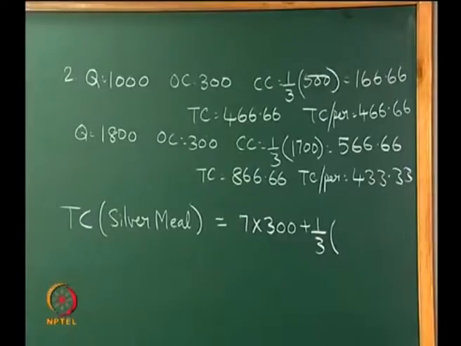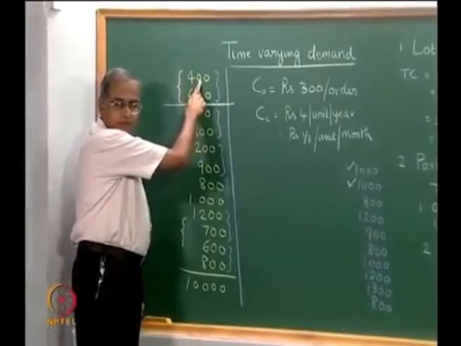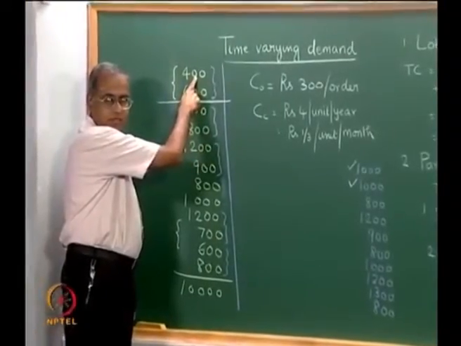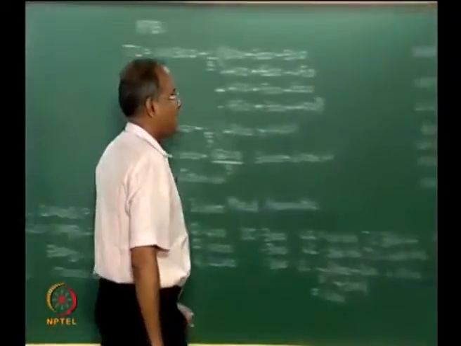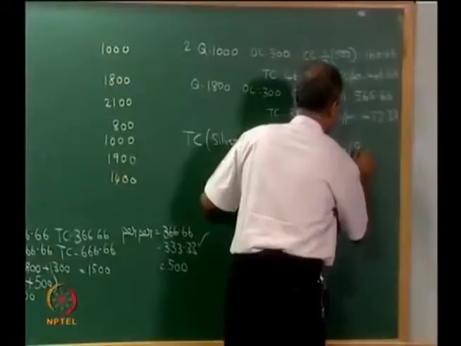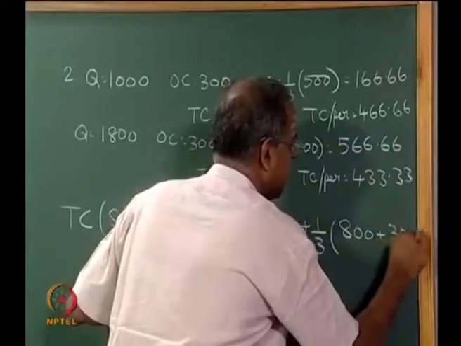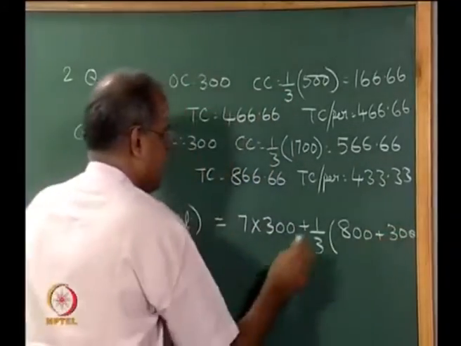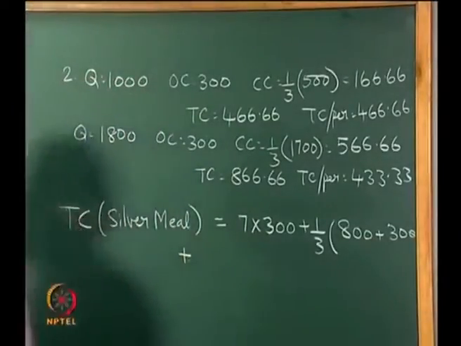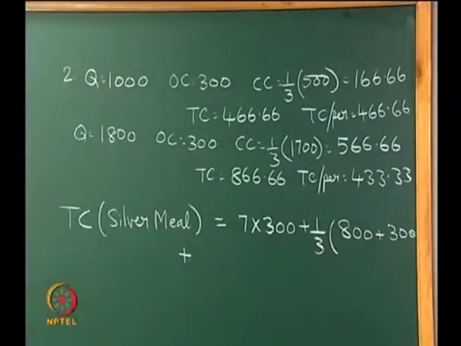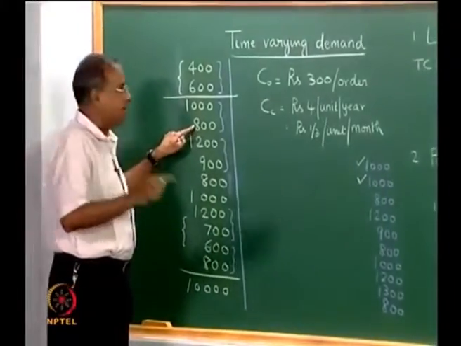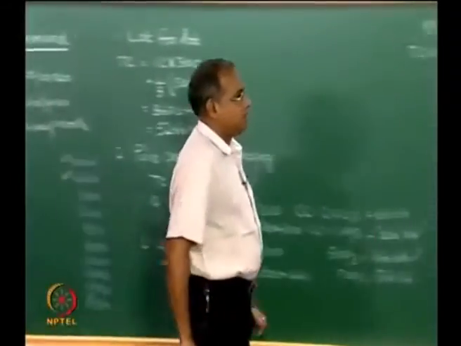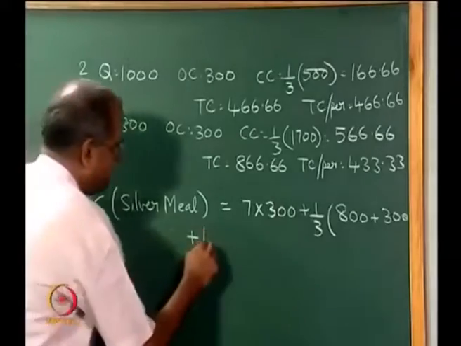For the first month I am combining this 1000. So first month I begin with 1000 and I end with 600. So the first month will be 800. Second month is 300. Now third and fourth I am combining. So 1800 plus 800 divided by 2 is 1300, plus another 400. So 1300 plus 400.